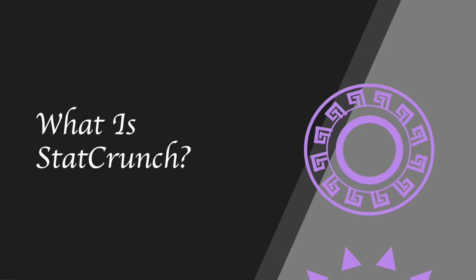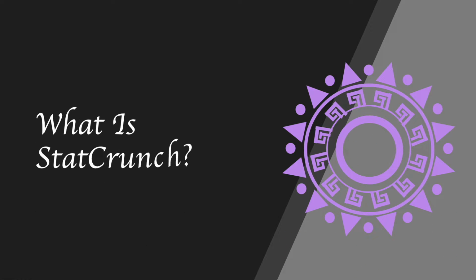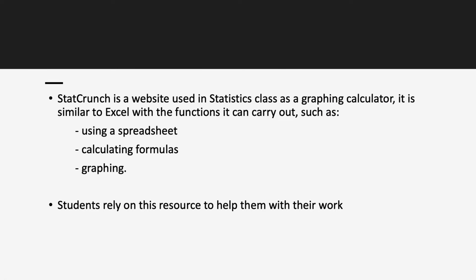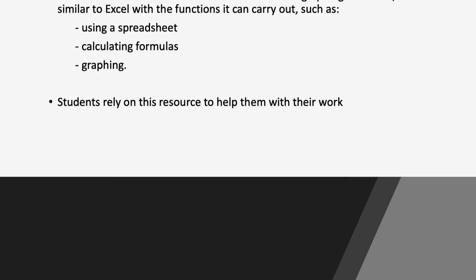What is StatCrunch? StatCrunch is a website used in statistics class as a graphing calculator. It is similar to Excel with the functions it can carry out, such as using a spreadsheet, calculating formulas, and graphing. Students rely on this resource to help them with their work.